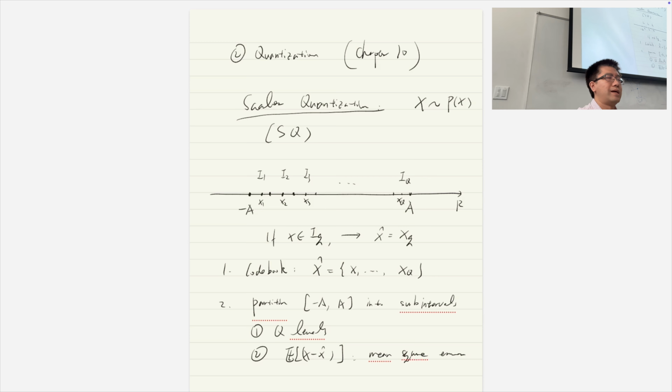Okay, and maximizing Q, maximize the number of Q and where the X is kind of very difficult, right? So to make our life easier, we can fix Q first. Let's say we know we're gonna quantize it into 128 levels. Then the next problem is to find where the boundary of the intervals and where the X is. Okay, then how to find it?